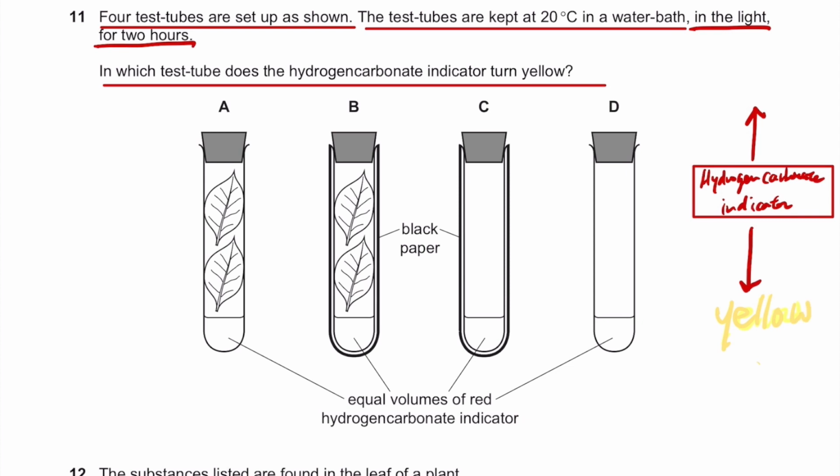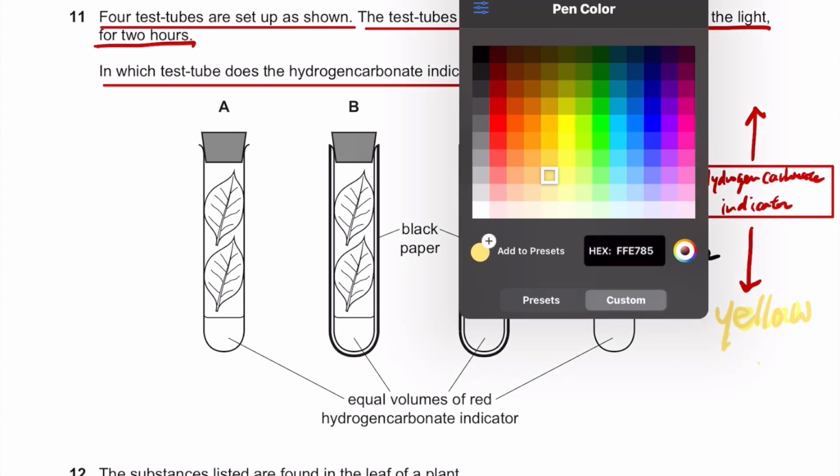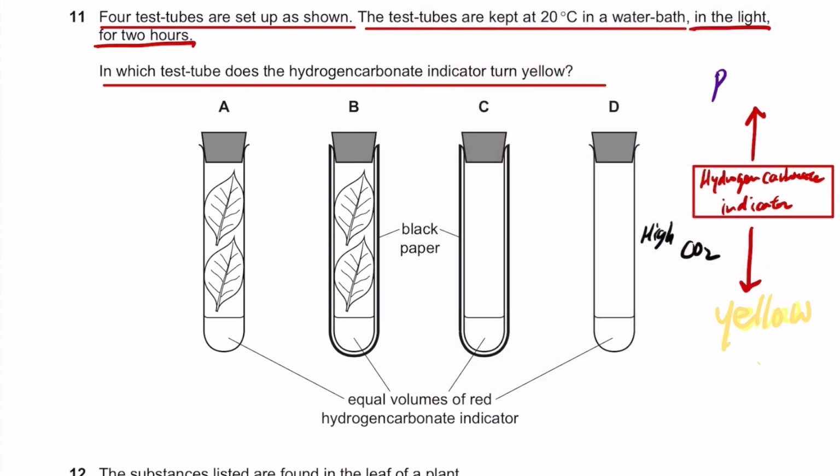So it happens when there's a lot of CO2, high CO2. I'll just write down high CO2. Yeah. It also changes into purple if there is less CO2. Okay.